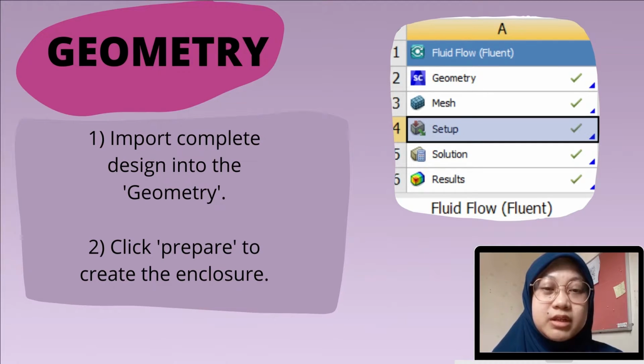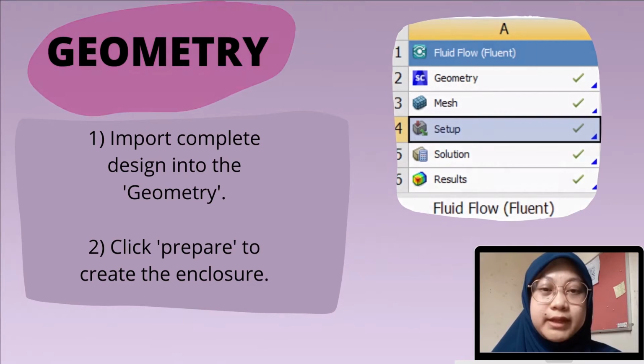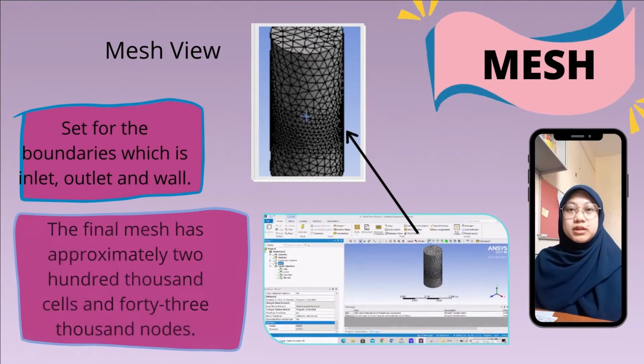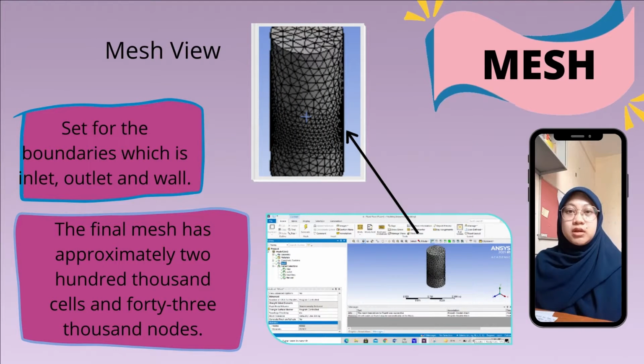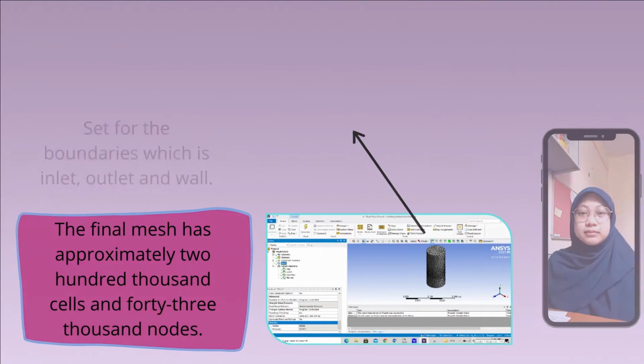In this part, we need to select the domain and create the enclosure for the fan. And for the meshing, we need to set the boundaries, which are inlet, outlet, and wall. The mesh generation will affect the analysis result. The final mesh will have approximately 200,000 cells and 43,000 nodes.